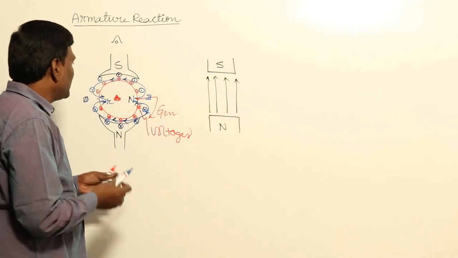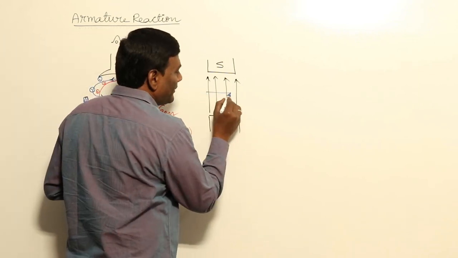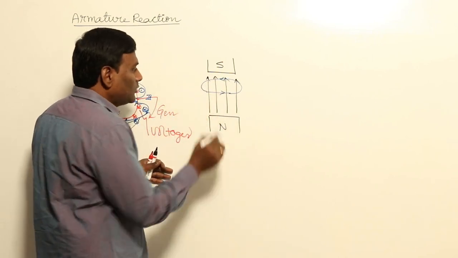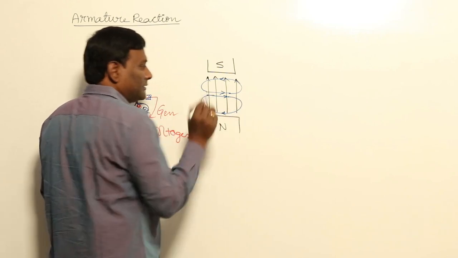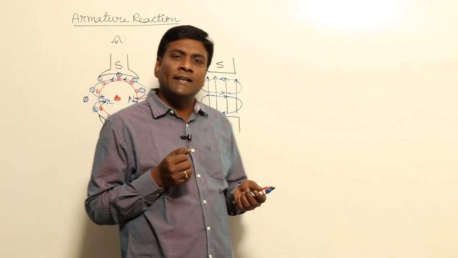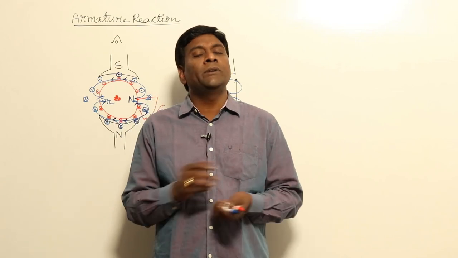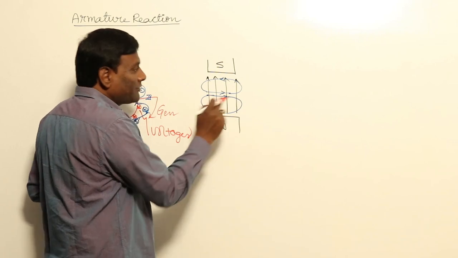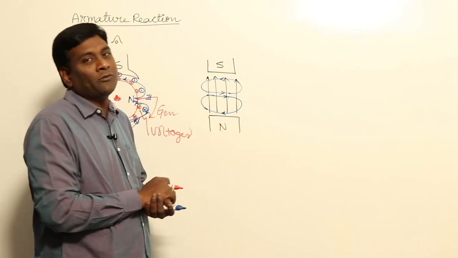Now if you think of armature flux, my armature flux is going in this direction. What is the definition of armature reaction? The effect of armature flux on the net flux distribution is nothing but armature reaction. Field flux is black, armature flux is blue. Because of the interaction of field flux and armature flux, a net resultant flux will be there.